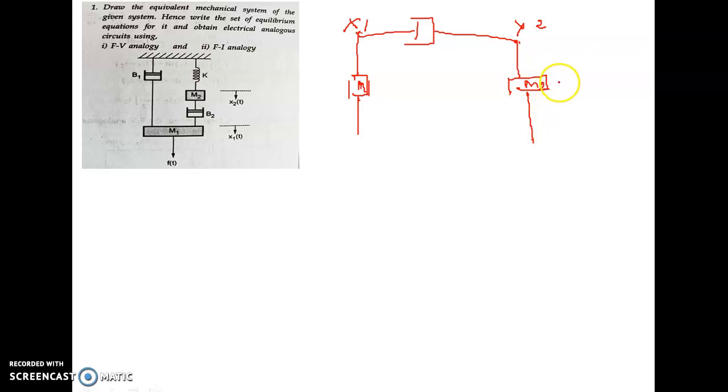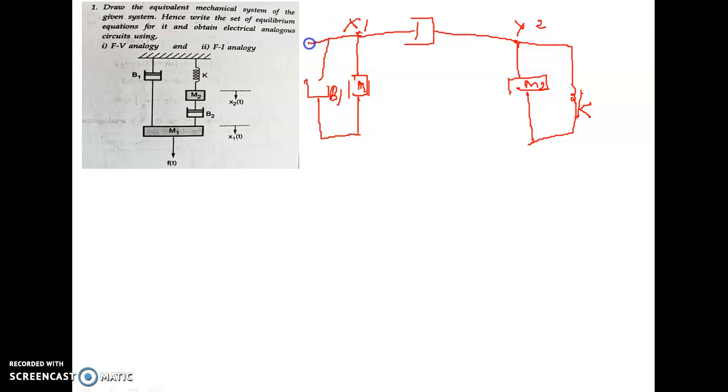Now k: in this system, one end of k is connected to a rigid support and the other end is connected to m2, so k has the displacement of x2. That is why k is connected to x2. Now you see damper b1. One end of it is connected to the fixed support and the other end is connected to m1, so it has the displacement of x1. So b1 is connected to x1.